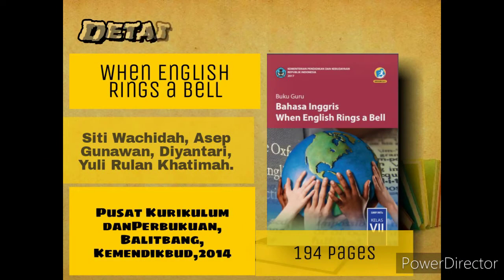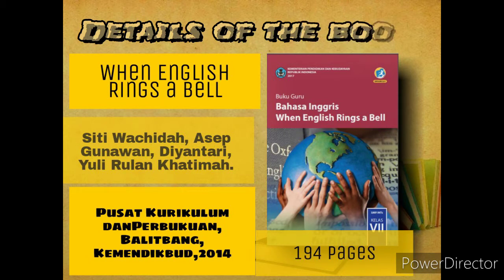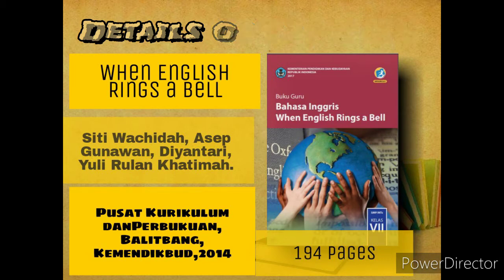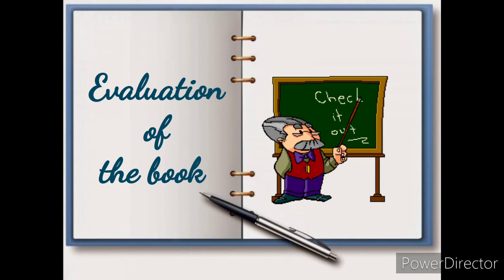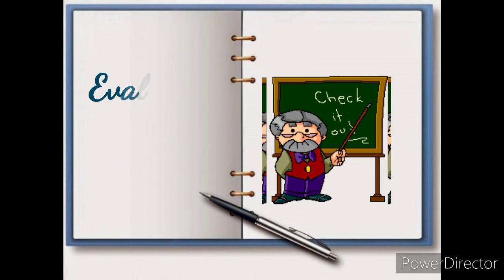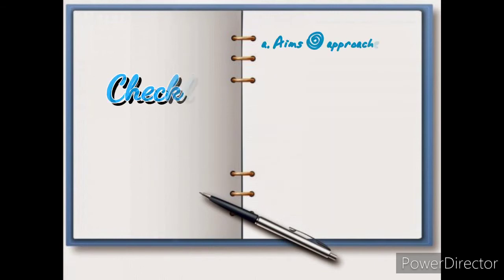The title of the book we are going to evaluate is Bahasa Inggris: When English Rings a Bell, written by Siti Wahidah, Asep Gunawan, Liantri, and Emily Rulan Hatimah. This book was published by Pusat Kurikulum dan Perbukuan Balitbang Kemendikbud in 2014. Now, we are going to evaluate this book based on the checklist adapted from Cunningsworth 1995.